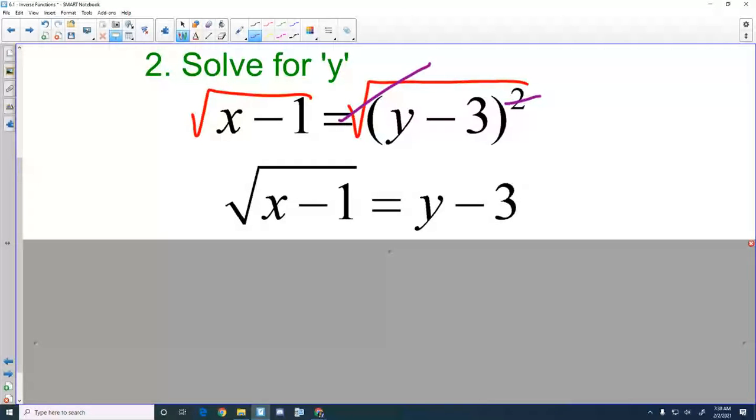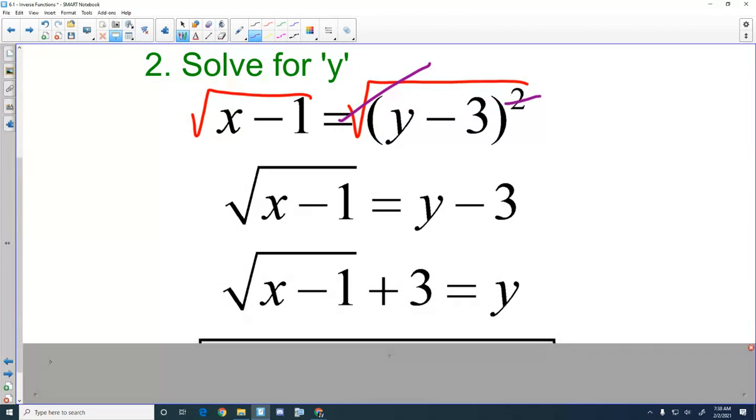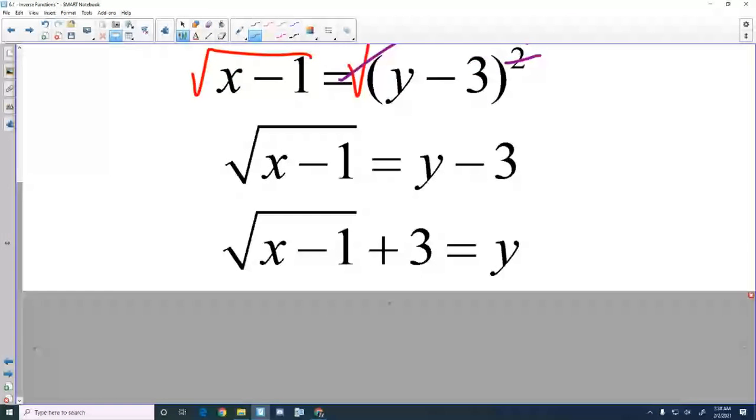One last step. That says y minus 3. What's the opposite of subtracting 3? Obviously adding 3. So then we would just add 3 to both sides. So that cancels out the 3 over here, and it just brings it there.